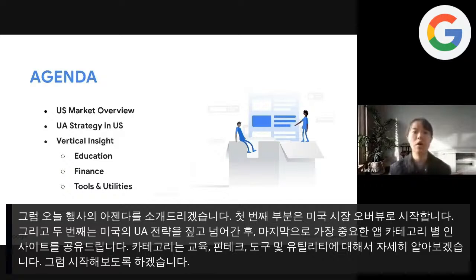So the first part is about the market overview, and the second part is about US strategy in this market. And then the last one, which is a very important one, is about the vertical insights. So we will give you a deep dive into education, finance, and tools and utility. And without further ado, let's get started.